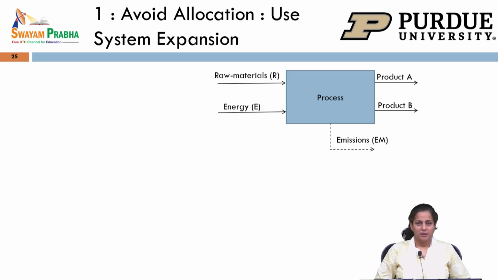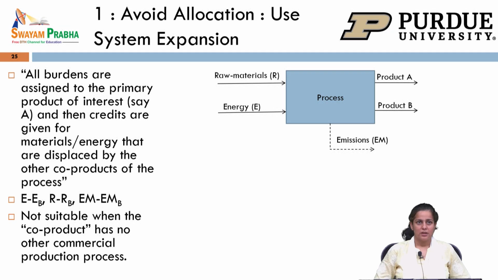Okay. Another way to avoid allocation is to use system expansion. So, in this case we have the same process. This process is taking input raw materials R and energy E, then we have emissions, product A and product B. Here what we do is we assign all burdens to the primary product of interest, say product A, and then we give credits for materials or energy that are displaced by other co-products of the process. This is because while making product A, we are also making product B.